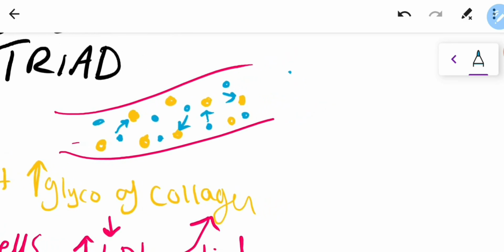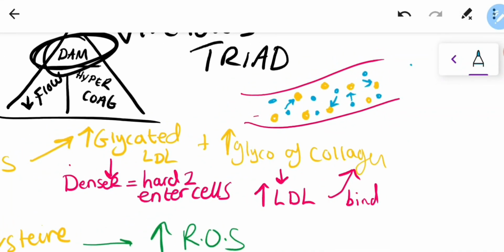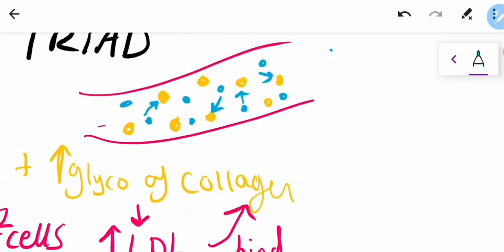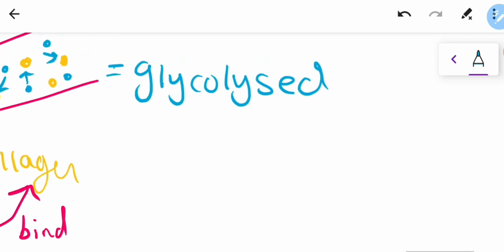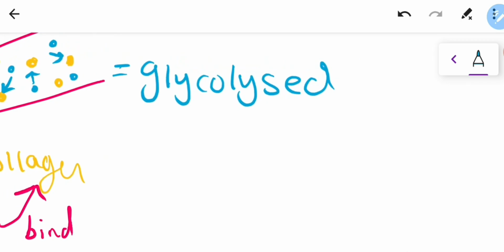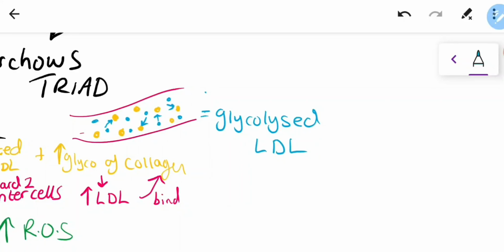So, why is this a problem? Well, when these things interact, it can form glycosylated LDL. Okay.